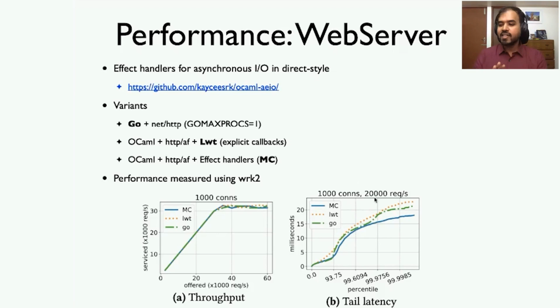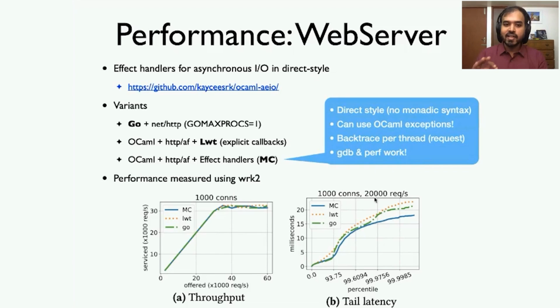But the performance is the least interesting bit here. The interesting bit is that the multicore version is actually written in direct style. There is no monadic syntax. We can use OCaml exceptions now because we have a stack. And the way the server works is what you study as a thing not to do: spawning one thread per request. But because our threads are lightweight threads, we actually can spawn one thread per request, and we can get a backtrace.